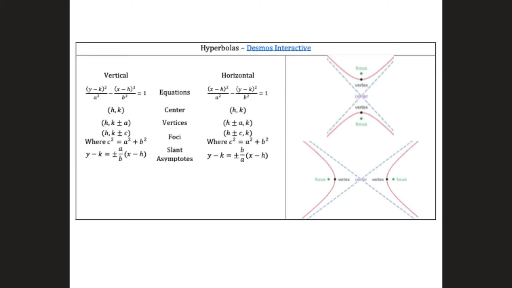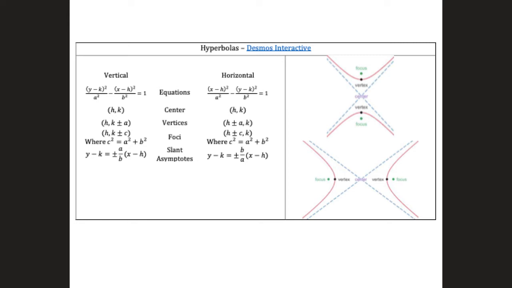Hey students, in this video we're going to cover the shape of hyperbolas. The first thing that I want to talk through is that the general shape of hyperbolas can be either a vertical hyperbola or a horizontal hyperbola. Hyperbolas are kind of like sideways, or a double parabola, but a little bit more specific, and they have what are called slant asymptotes.